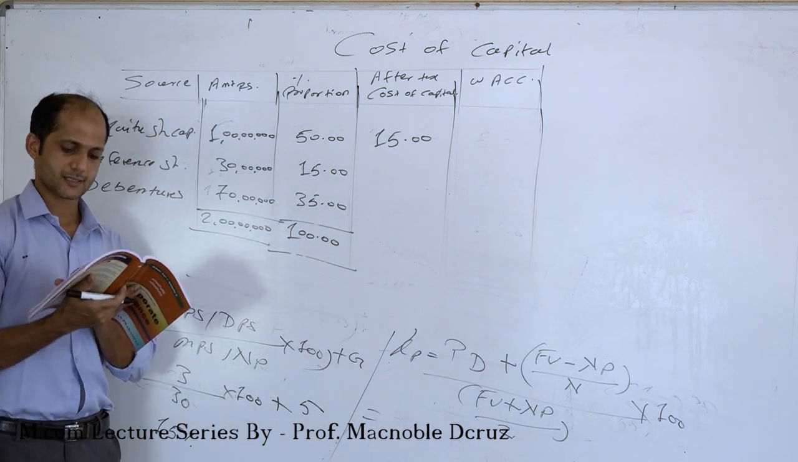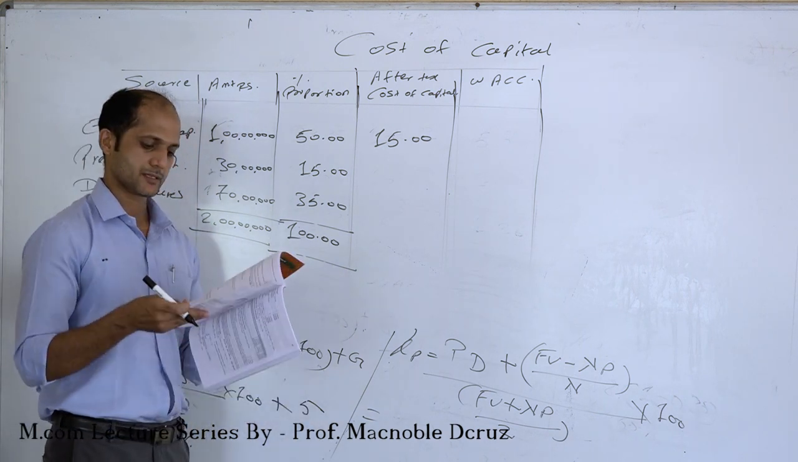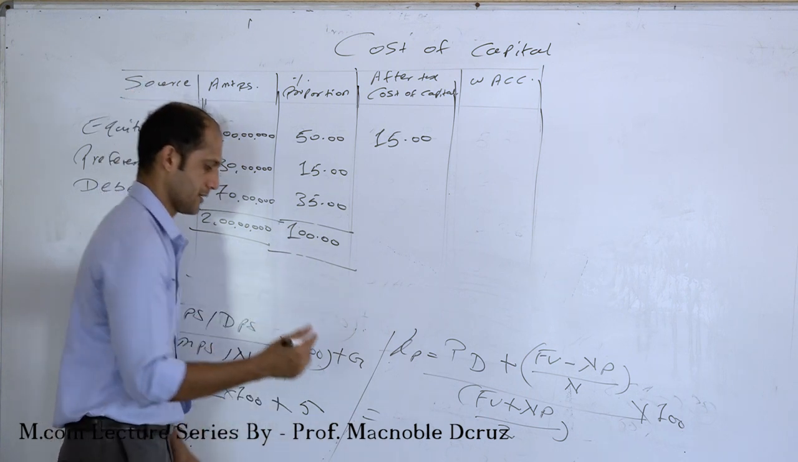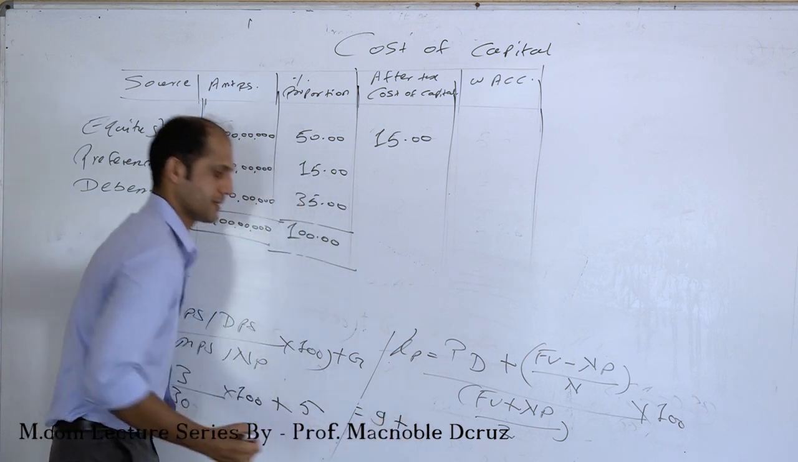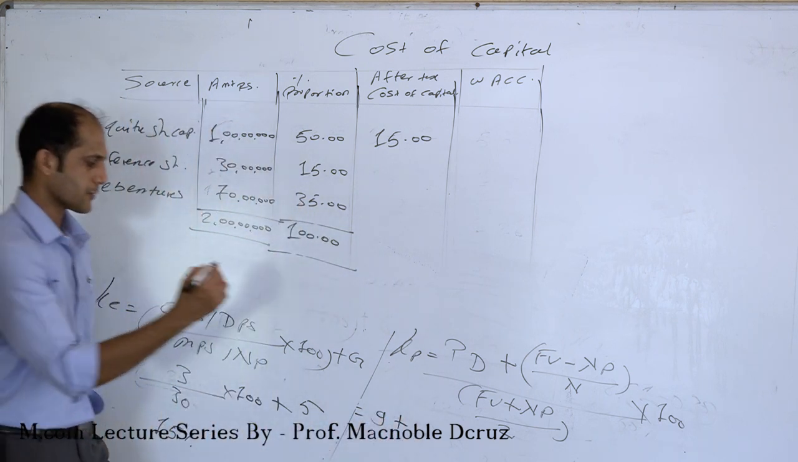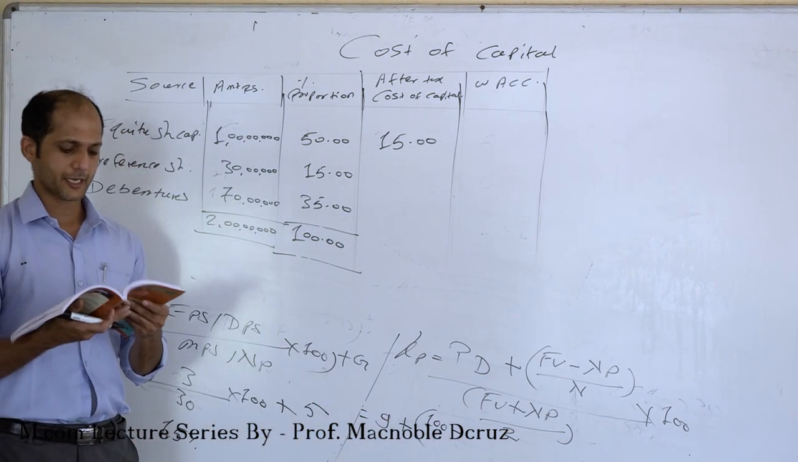Now the question tells us that preference dividend is 9% and the base value of the share is 100. Means the preference shareholder will get 9 rupees preference dividend. What is the face value of the preference share? 100 rupees. What is the net proceed?